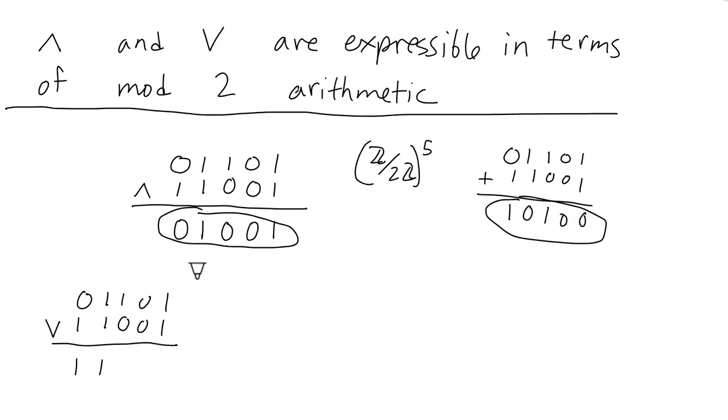Third component, we get a 1. Get a 0 in the next component. And then we get a 1 in the next component. Notice we did the union successfully between these two subsets.